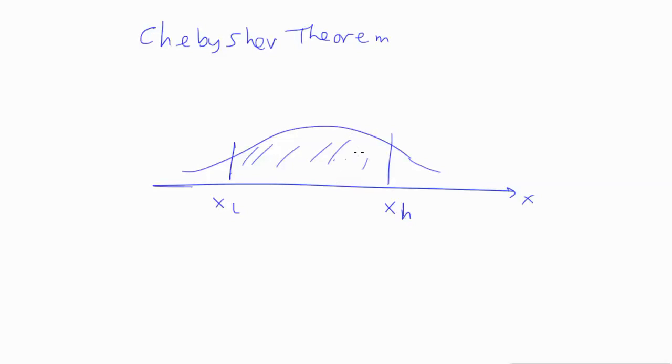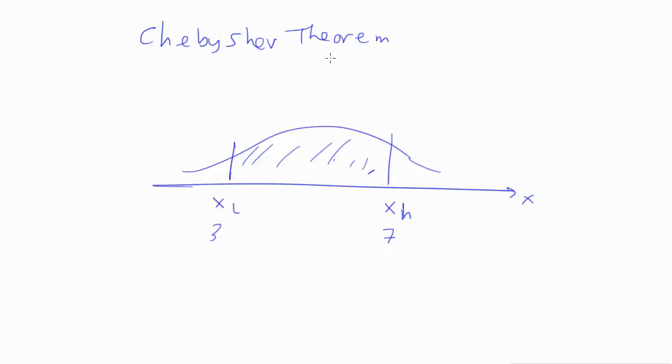It tells you how much data you have between x low and x high. Like, suppose I have 40 students in my class. How many students got a score in quiz 1 between, let us say, 3 and 7, for example? Are they 30 students, 20 students? How many? So Chebyshev will be able to tell you.